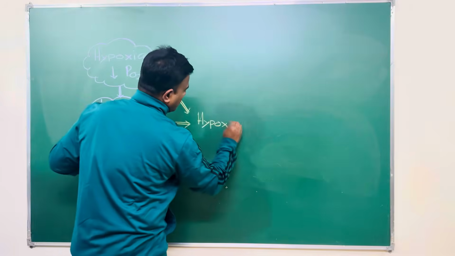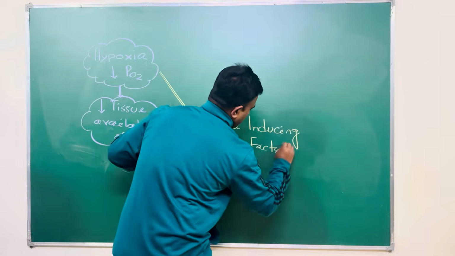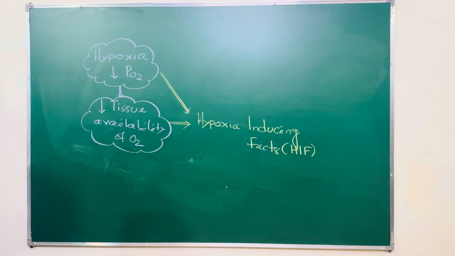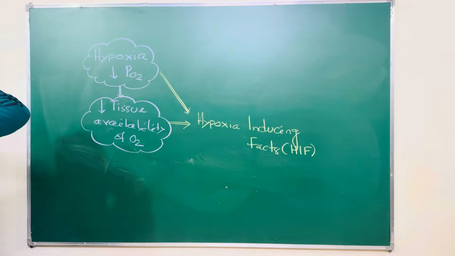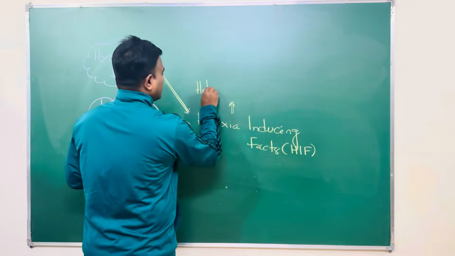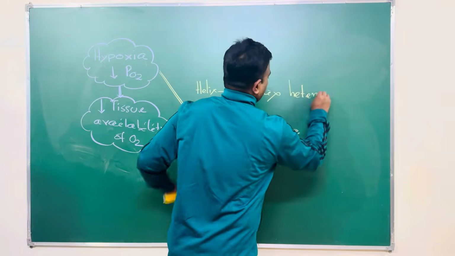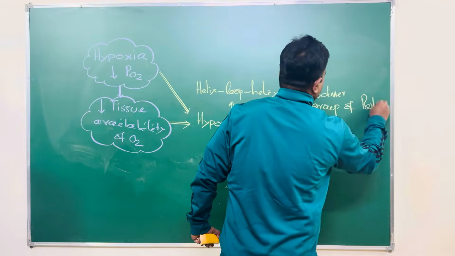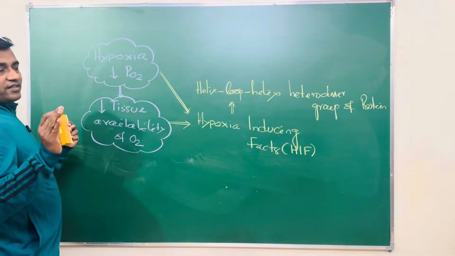there is an induction of a factor known as hypoxia inducing factor, that is HIF. This is the role model. This hypoxia inducing factor belongs to the helix-loop-helix heterodimer group of proteins, and this is secreted when the hypoxia is being sensed by the kidney sensors.